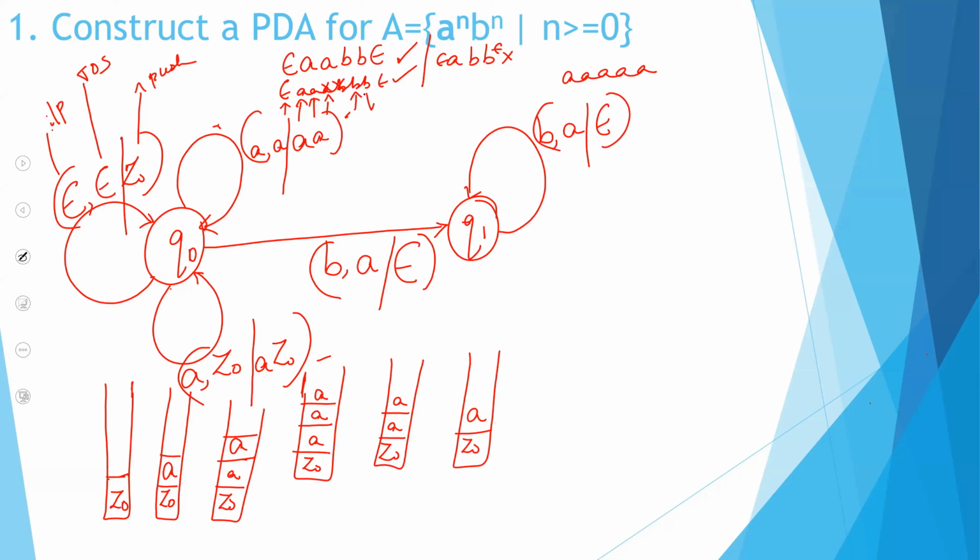And now you have my last B coming up. Last B also, I'll go the same function again. I encounter a B. The top of the stack is A. I take it out. So I've done all the matchings of my A and B.